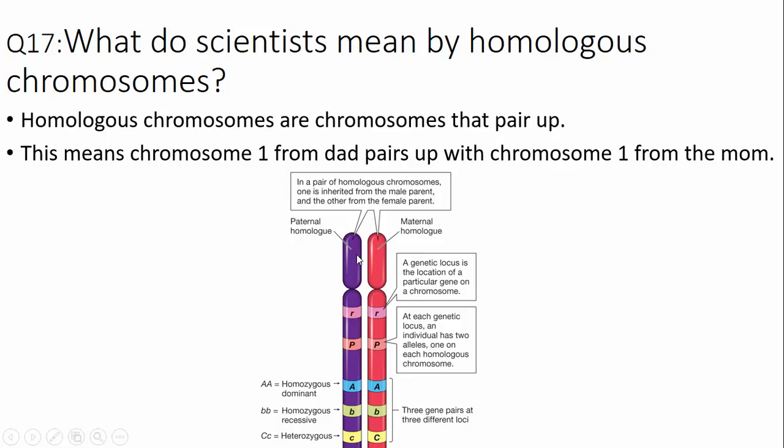So these are the same chromosome number. They're pairing up, and that's so we can get these alleles that match up. And if we get a hybrid trait or incomplete dominance, we get some crossing over that happens. Homologous chromosomes. It just means that each chromosome number pairs up with the other chromosome number. That's it. They're chromosomes that pair up.